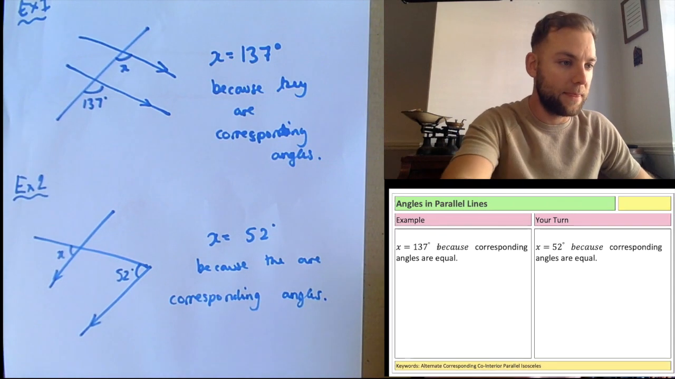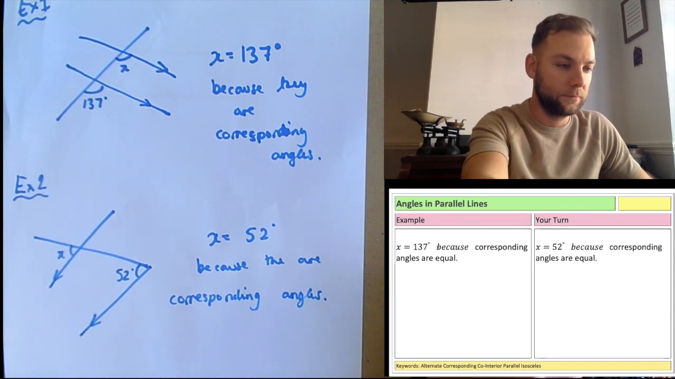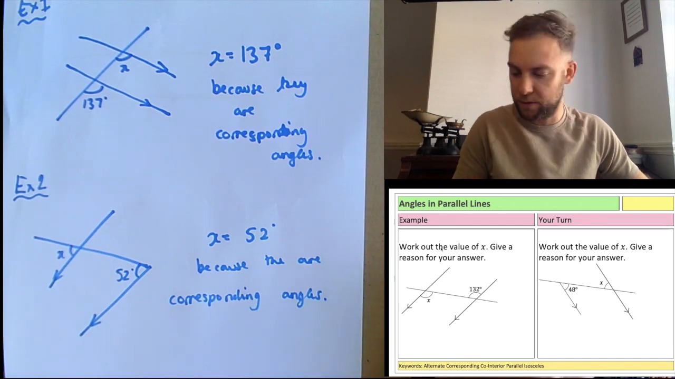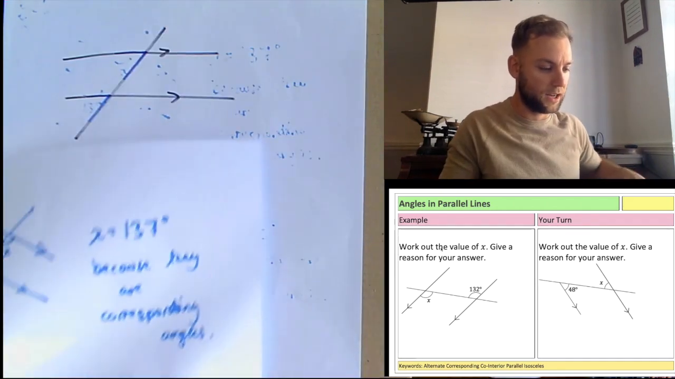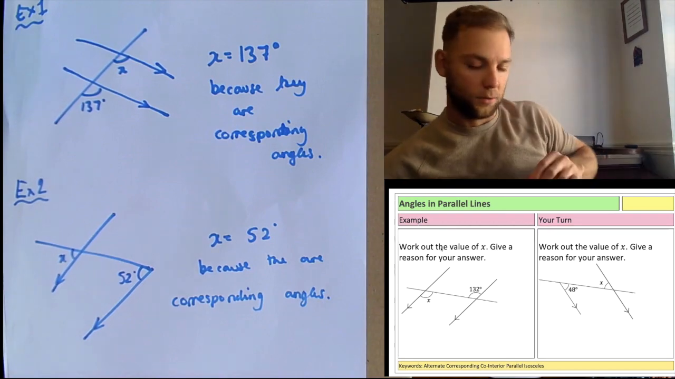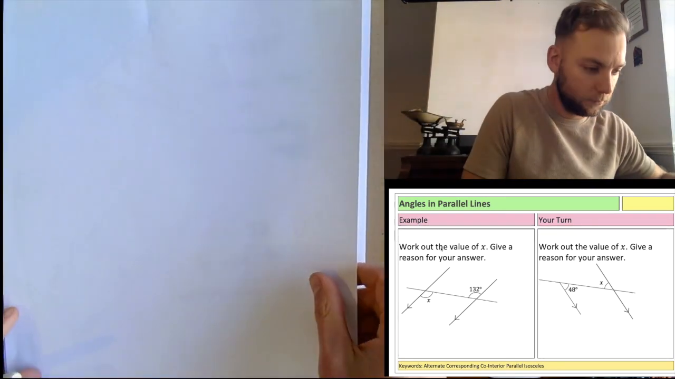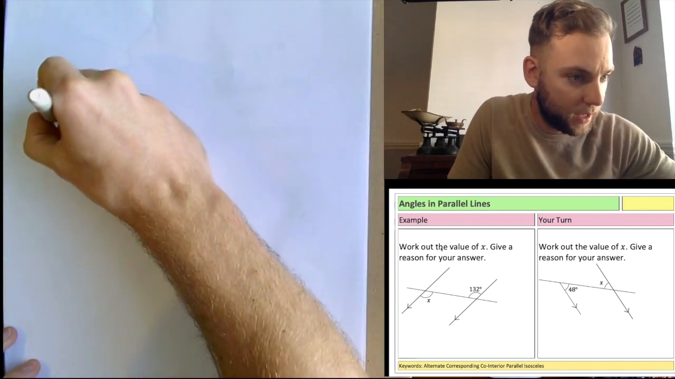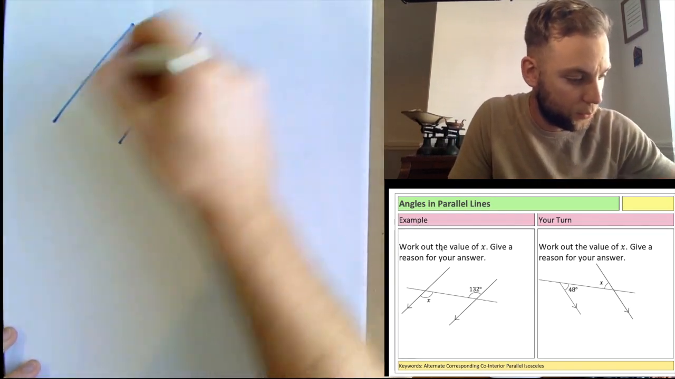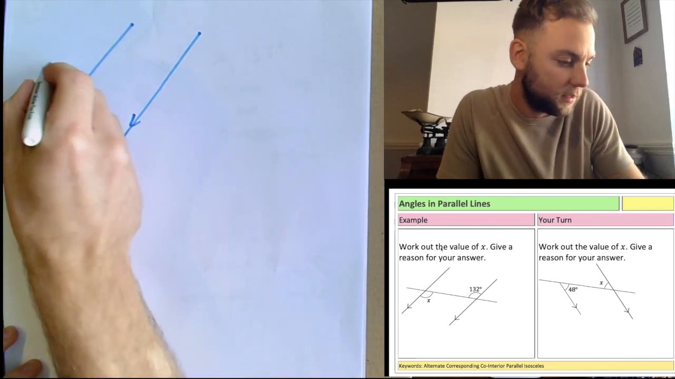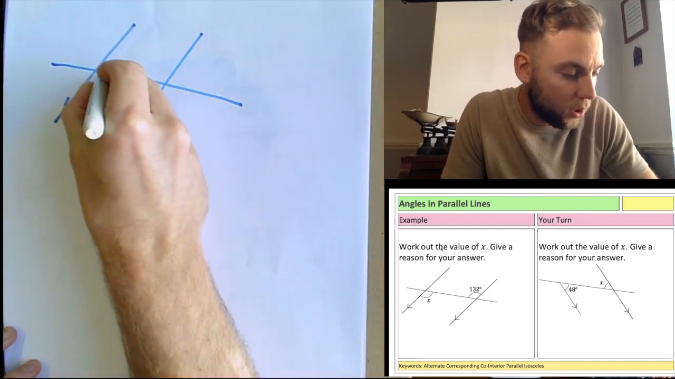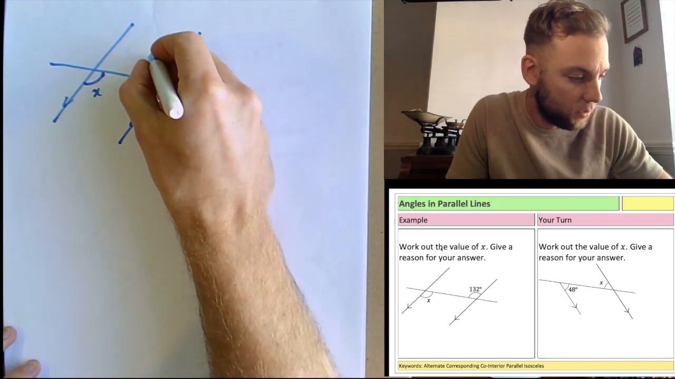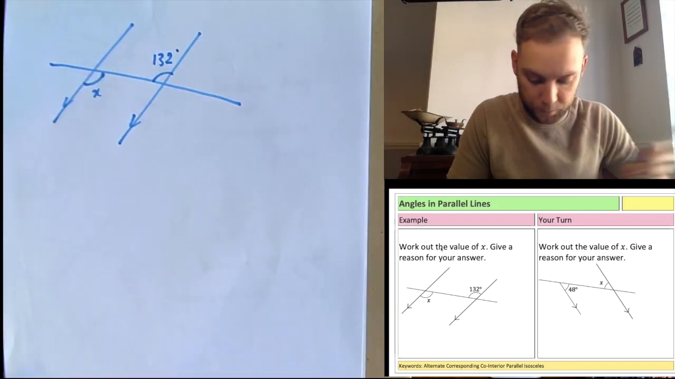So let's have a look at this one here now. So these look a little bit different. Now you'll notice that with this one, if I go back to my picture, which I had before, I might have to draw a new one here. So let's just draw that first diagram and have a little think about this one. So it goes up and up, parallel lines coming across like so. I've got this one here, which is x, and I've got this one here, which is 132.